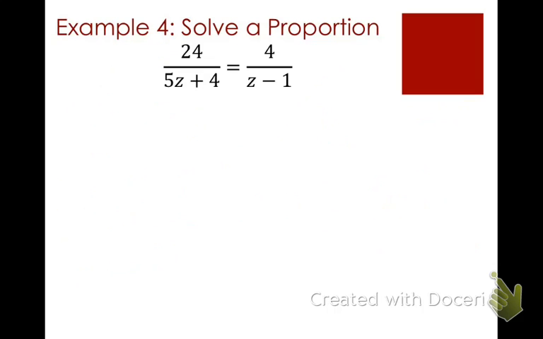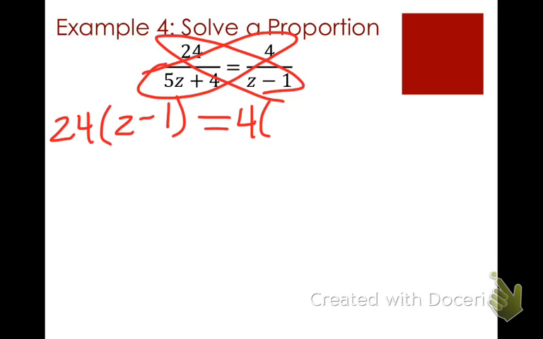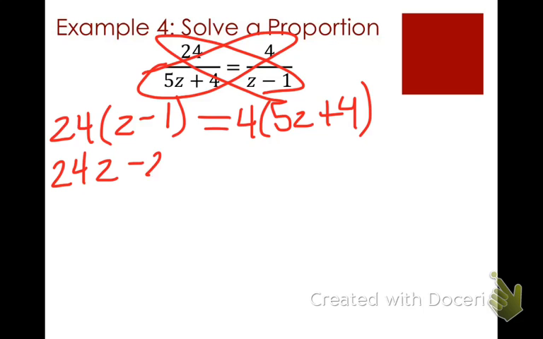And our last example, again, we have to be very careful about distributing. So 24 times the quantity z minus 1 has to be equal to 4 times the quantity 5z plus 4. So 24 times z is just 24z. 24 times minus 1 becomes minus 24. 4 times 5z is 20z, and 4 times 4 is 16.